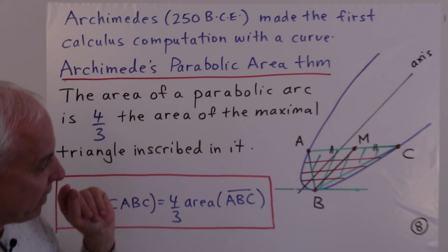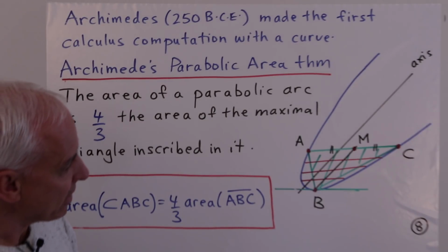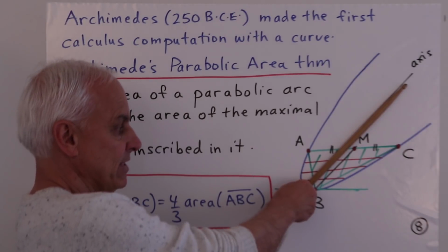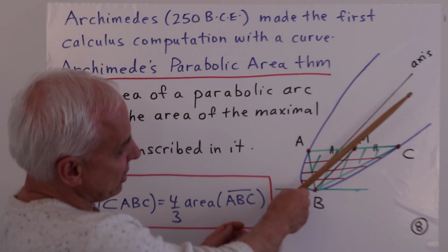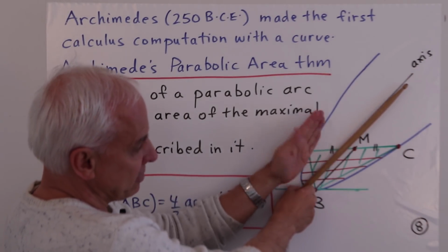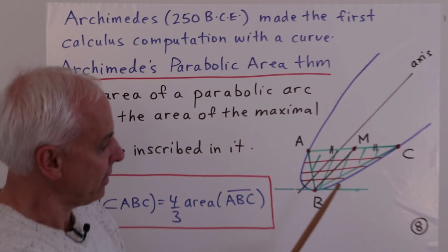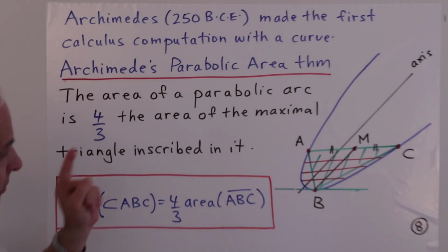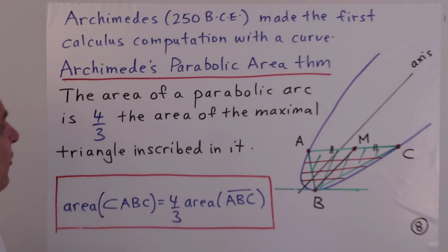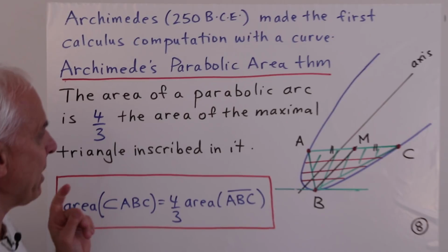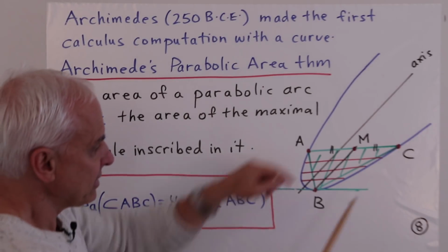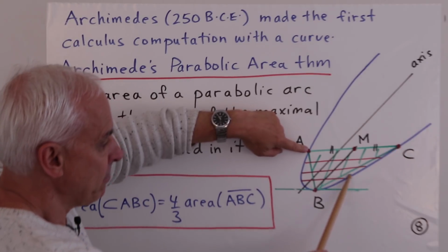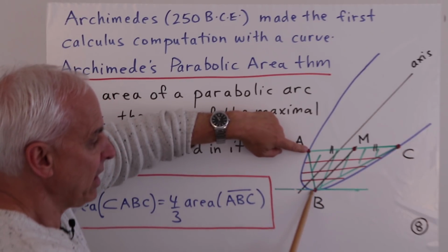And Archimedes would have understood that one of the key things about this parabola is that it has an axis of symmetry. There's this axis right here, which is an axis of symmetry. So there's mirror symmetry here. Okay, so that means that's a kind of a special direction. And here is his theorem, that if you take a parabolic arc, by that we mean, let's take 2 points on the parabola, say A and C, and let's consider the portion of the parabola between them.